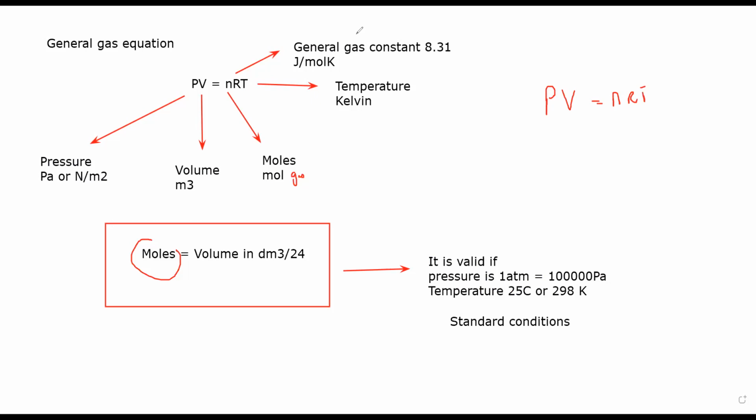But the important thing for this equation is unit conversion. For example, for pressure, the unit conversion is very important. The pressure may be in atm, but you cannot substitute pressure in atm; it should be in Pascal, or Newton per meter square, which is the same thing. So if you want to convert the pressure from atmosphere into Pascal, we multiply by 100,000.